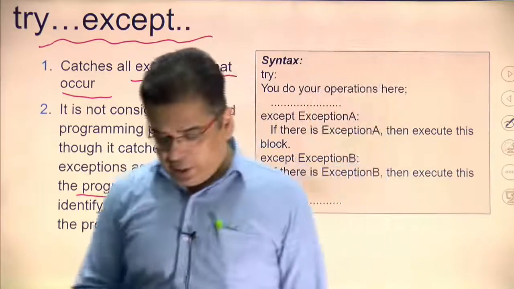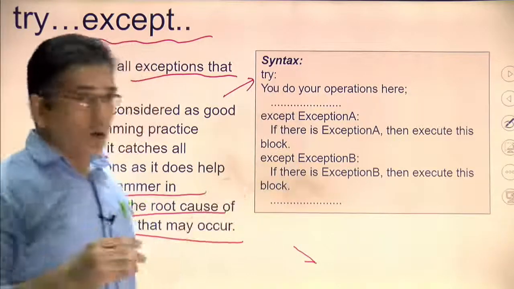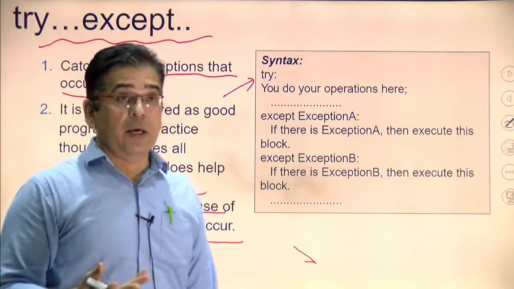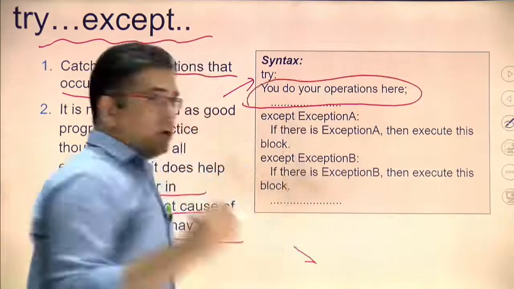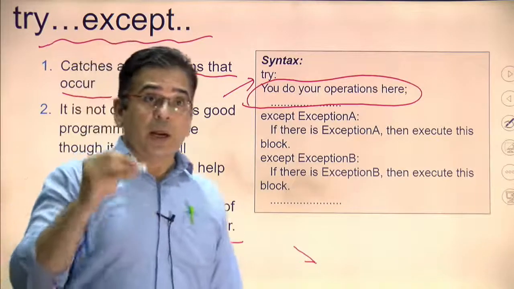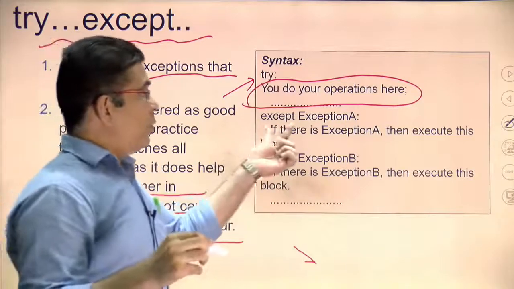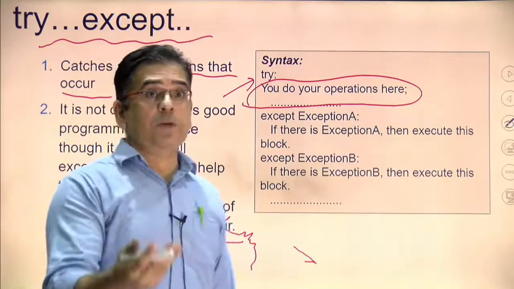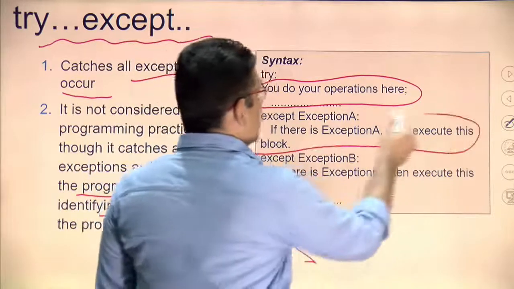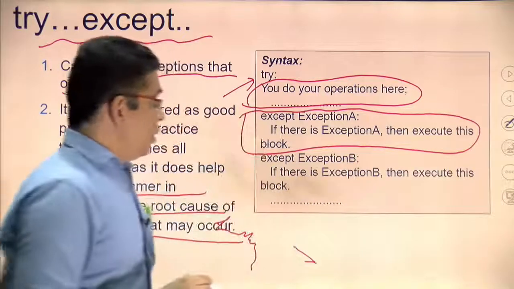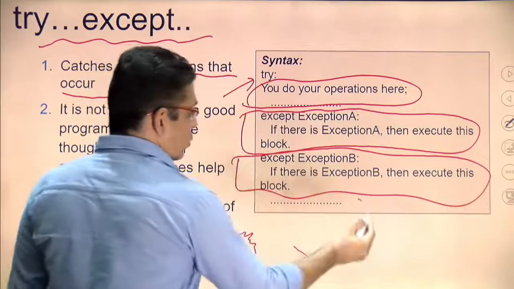Let's have a look at the syntax of this one. First of all, I have to write the code on which I think there may be an exception. You write your suspicious code, which may raise an exception or error at runtime, within this try block. Then the except block: maybe exception A is an IO error. If there is exception A, then execute this block. If there is exception B, then execute this block, and so on.